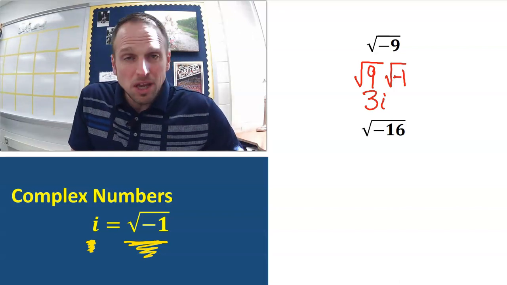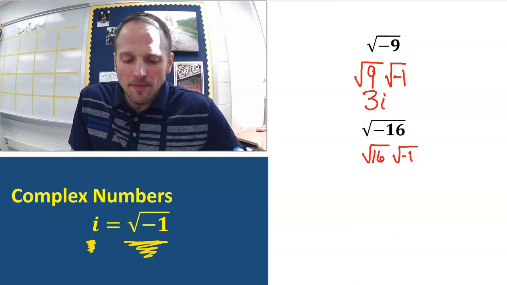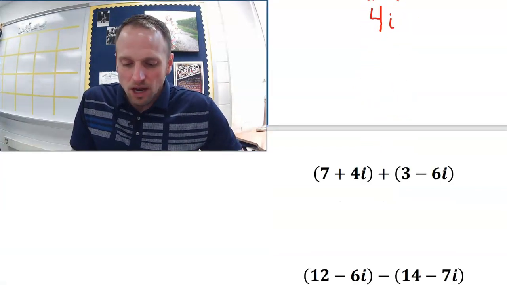Let's look at this next one. Maybe you can do this without showing any work, but this is just going to be root 16 times root -1, and root 16 is just 4, and the square root of -1 is just i. So the square root of -16 is just 4i.